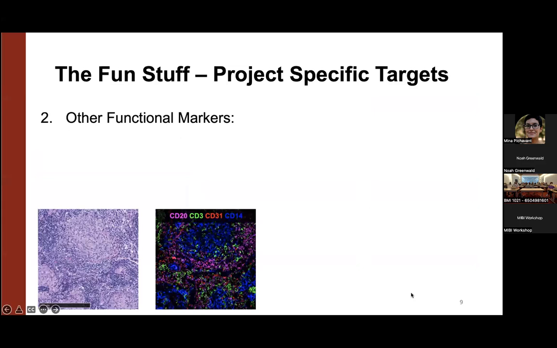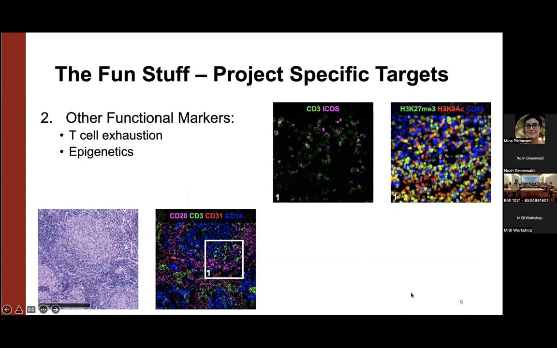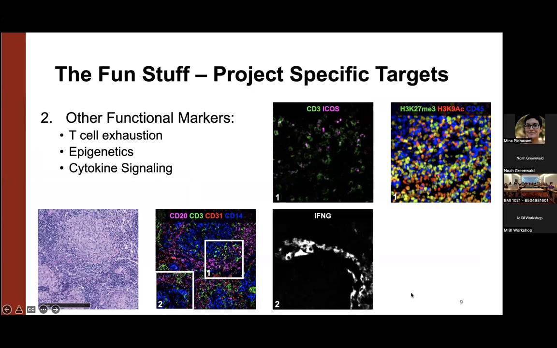Next, we've also included some other specific functional markers. And so here's another example granuloma with another major lineage overlay. And so in this inset, you can see the co-expression of CD3 and ICOS to denote more T cell exhaustion. We've also included some markers to look at epigenetics. And so here we can see differential expression of methylation and acetylation, which has also been shown in TNBC in addition to in tuberculosis granulomas.